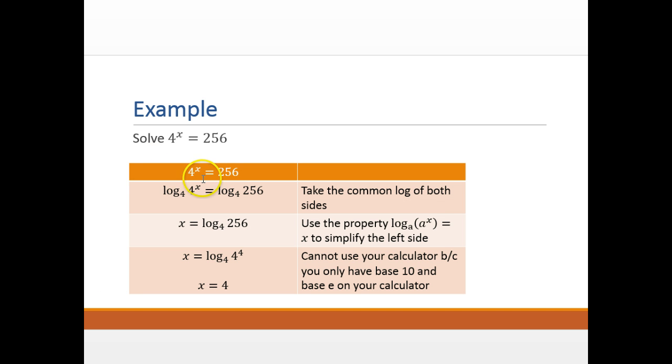Let's see how this works. 4 to the x equals 256. I'm going to hit both sides with log base 4. Log base 4 of 4 to the x, the bases match, so I'm just left with x. So x equals log base 4 of 256. Now we cannot use our calculator here because on our calculator we only have base 10 and base e. So I'm going to rewrite 256 as 4 to the 4th power. Now I know the base on the log and the base inside match, so I'm simply left with the exponent, which is 4, the same property I used to get the x here.